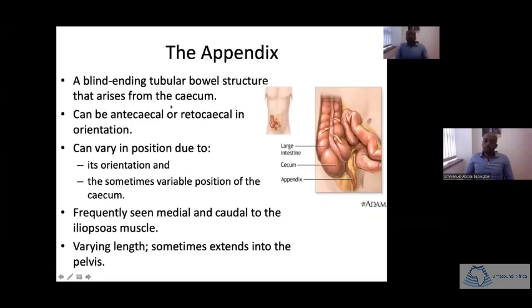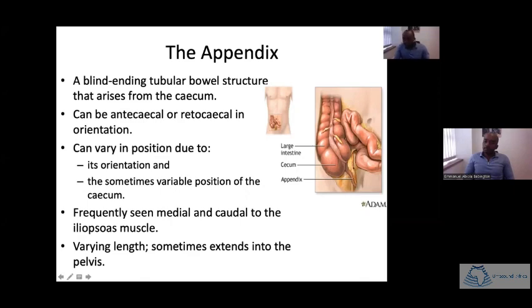So the appendix. The appendix is a blind-ended tubular bowel structure. It arises from the cecum. So in the images here, we can find the cecum there. This is a close-up image on the right side. You can see the terminal ileum there, distal and terminal ileum. The terminal ileum goes into the ileocecal valve, continuing into the cecum or the cecal pouch, and then you find the appendix hanging down there.